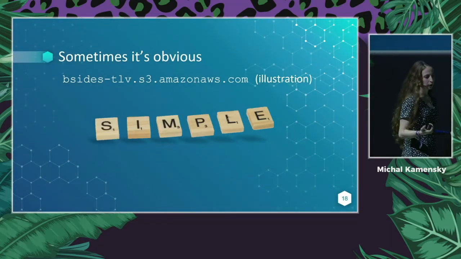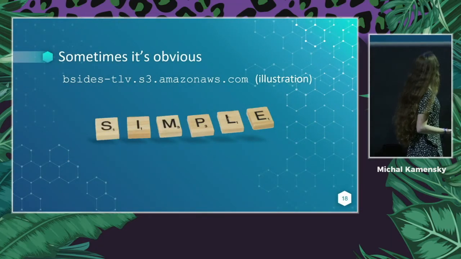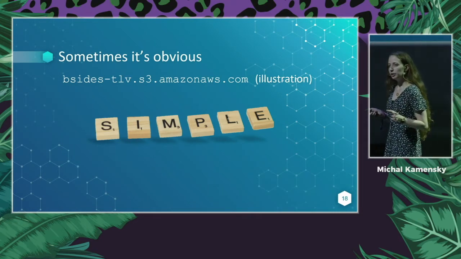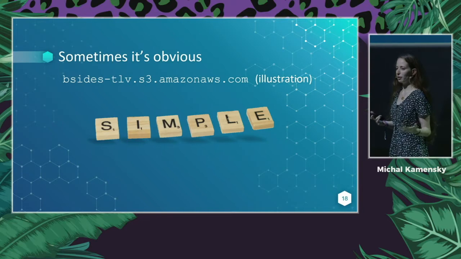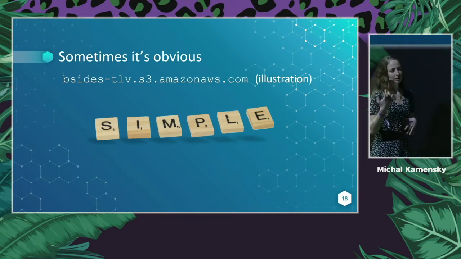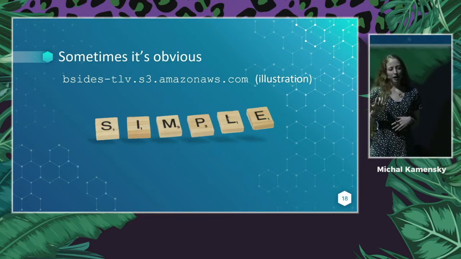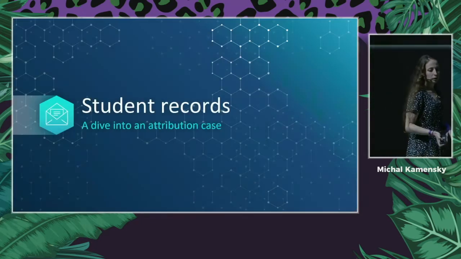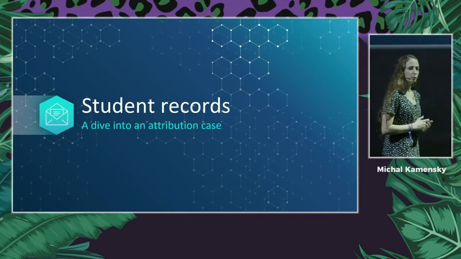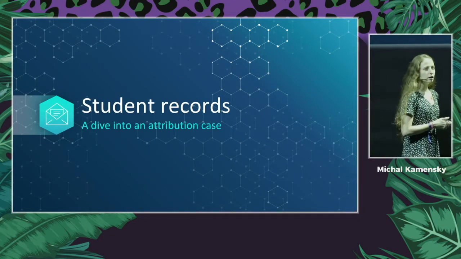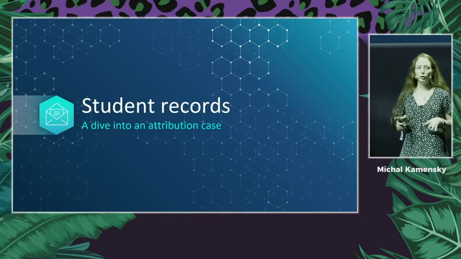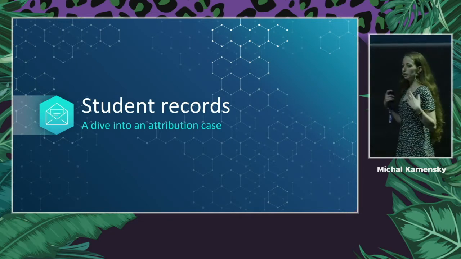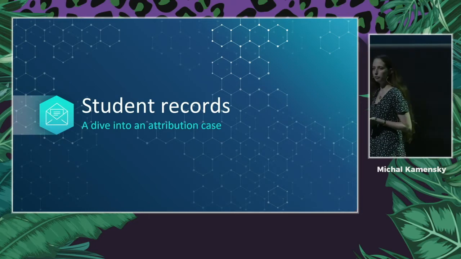Sometimes it's really obvious. For example, if it says just BSidesTLV in the bucket name, you can assume with a certain certainty that it belongs to BSides. Okay? But it's not always that simple. So I want to talk about a case study that involved a bucket full of student records. Student names, their ID numbers, and their grades in various courses.